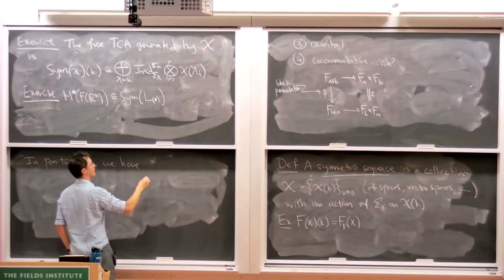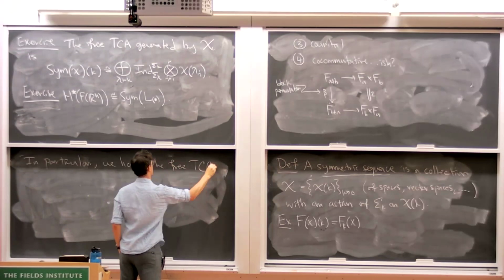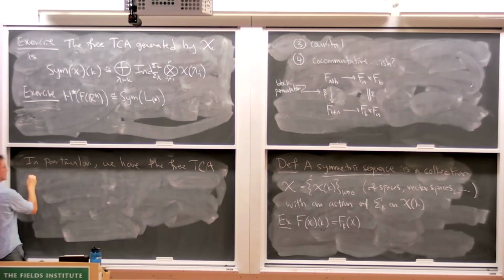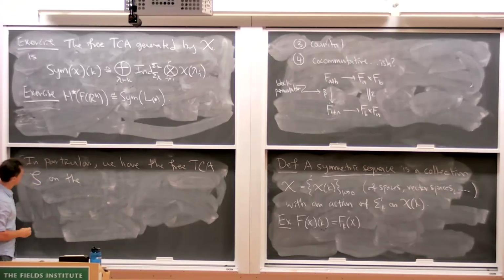We consider the free twisted commutative algebra on one generator, which I will call script S. Why not? And what do I mean by on one generator? I mean, as my generating symmetric sequence X, I'm going to take the ground ring. I'm working in graded modules over some ground ring. I'm going to take the ground ring in weight k equals 1 and 0 everywhere else.